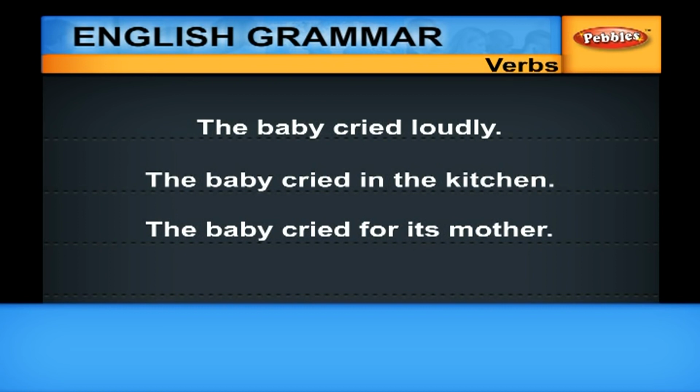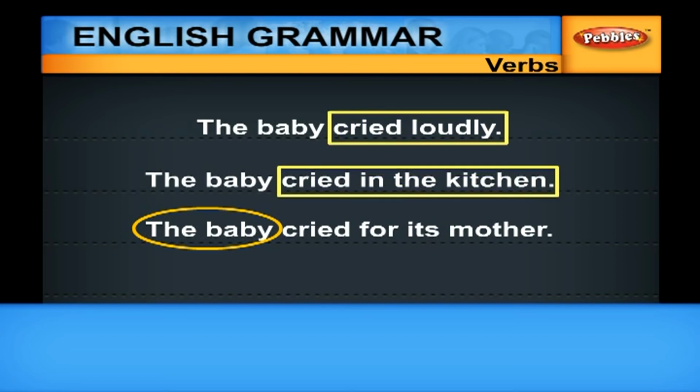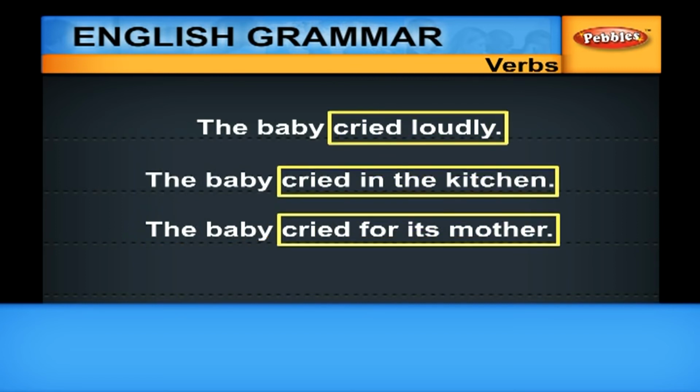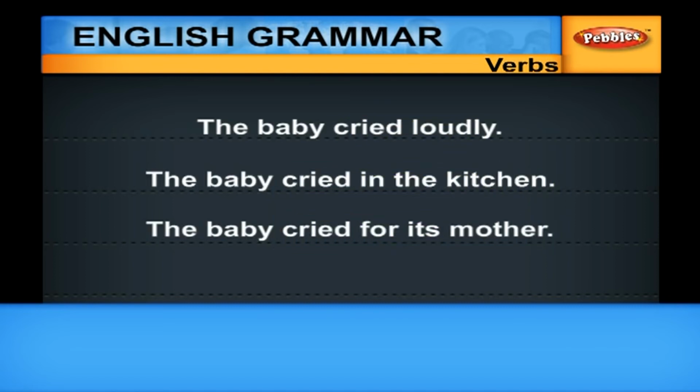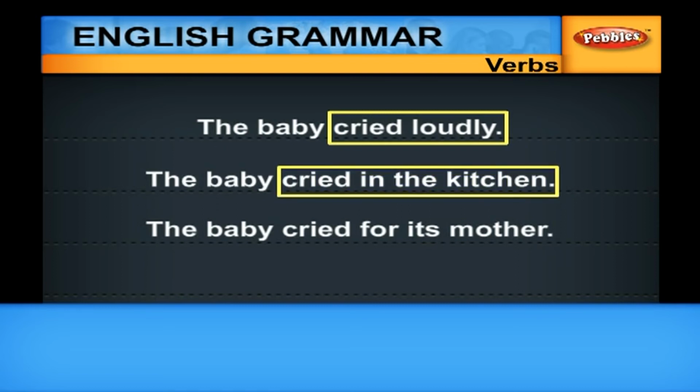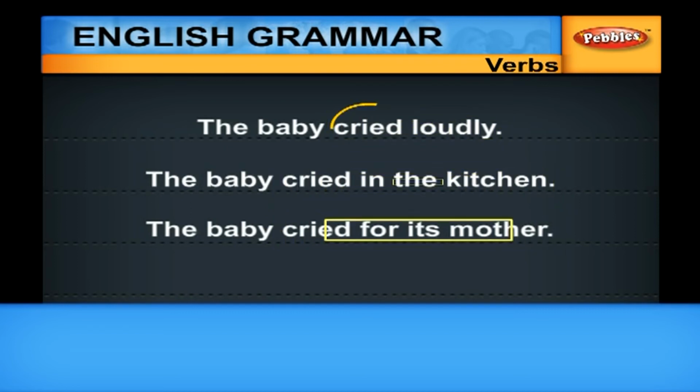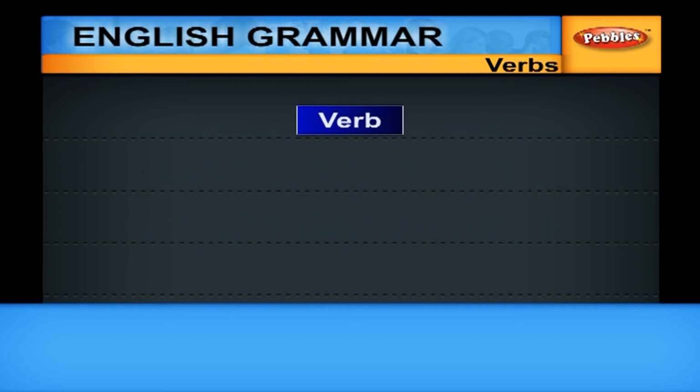In all these sentences, the baby is the subject and the remaining part is predicate. That is, cried loudly, cried in the kitchen, cried for its mother. In all these sentences, cried is the only verb. But there can be a predicate without verb. Verb is the vital component of a sentence. What is a verb? We will explain this with examples.